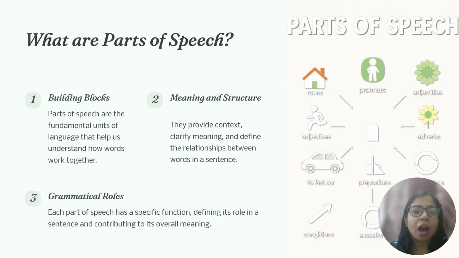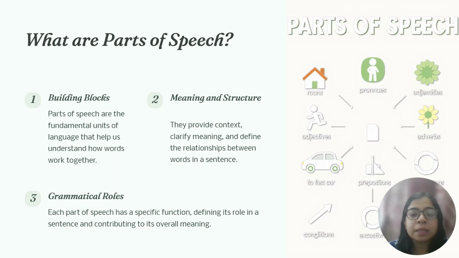So what are parts of speech? As I told you, they are the building blocks. Without parts of speech you cannot make any sentence, so you cannot understand any language either, without the formation of sentences. So it is the fundamental unit of any language, in which verb, noun, pronoun, everything a sentence is made of is a part of speech.